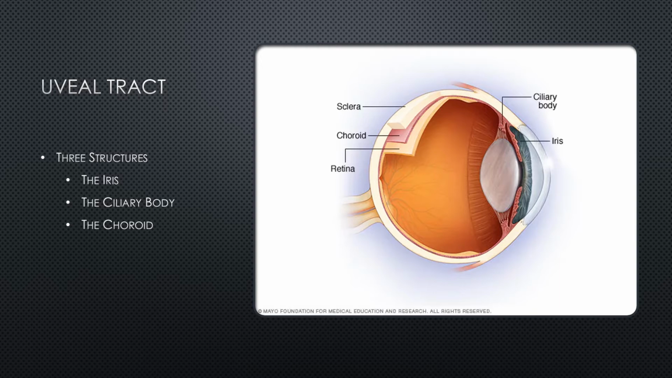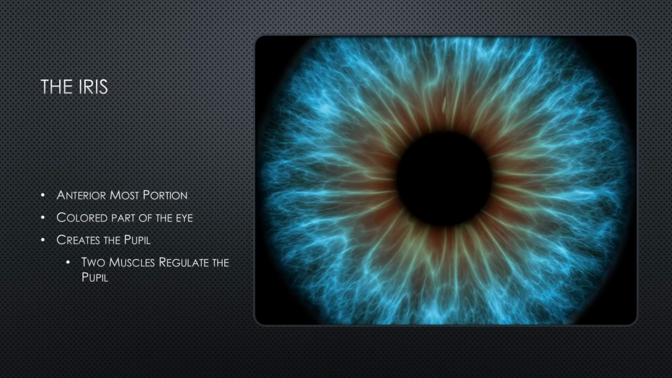The uveal tract is composed of three structures: the iris, the ciliary body, and the choroid. The iris is the most anterior portion of the uveal tract, and it arises from the ciliary body and separates the anterior and posterior chambers of the eye. It forms the colored part of the eye, and iris pigment is usually deposited by age 1. In the center of the iris is the pupil.